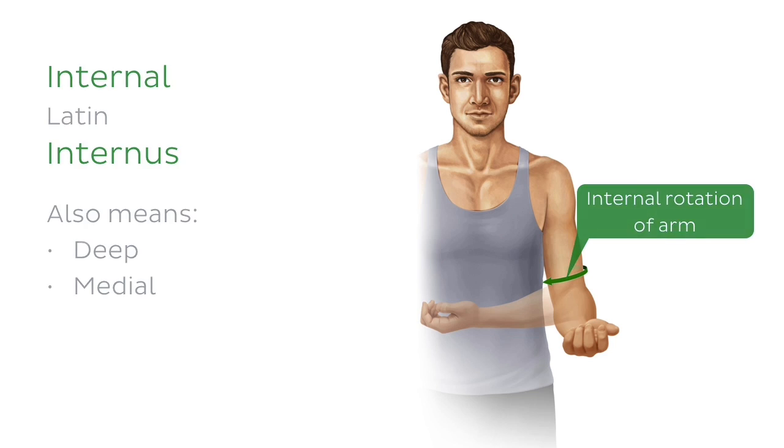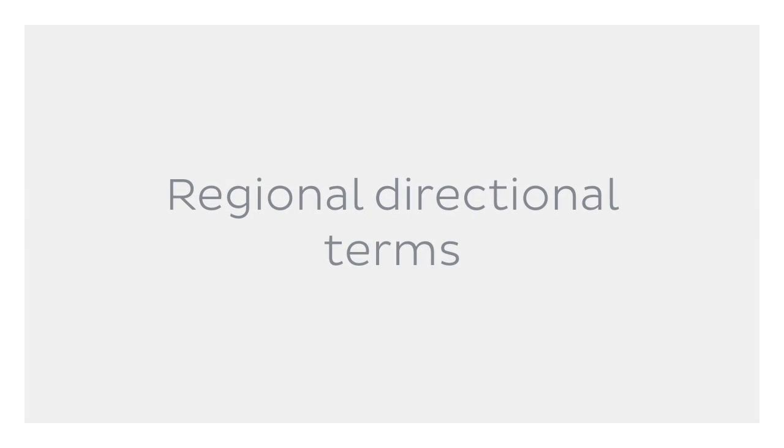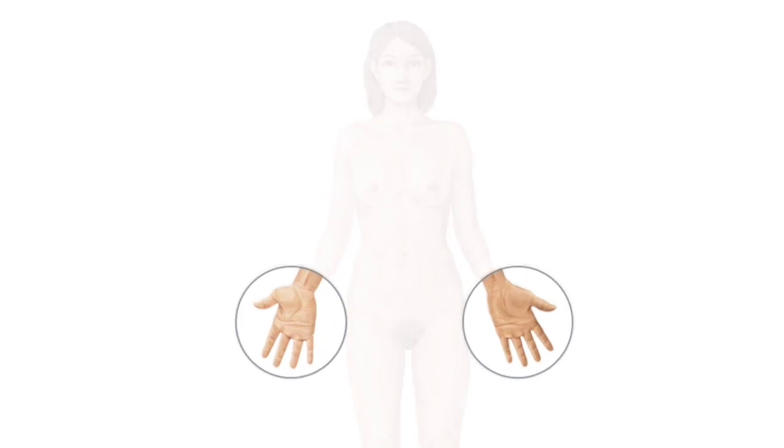So we've spoken a lot about general directional terms relevant to all parts of the body, but before we move on to speaking about the anatomical planes of the body, I just want to take a few moments to share with you some regional directional terms which are specific to certain parts of the body. And the first area I want to look at are the hands.